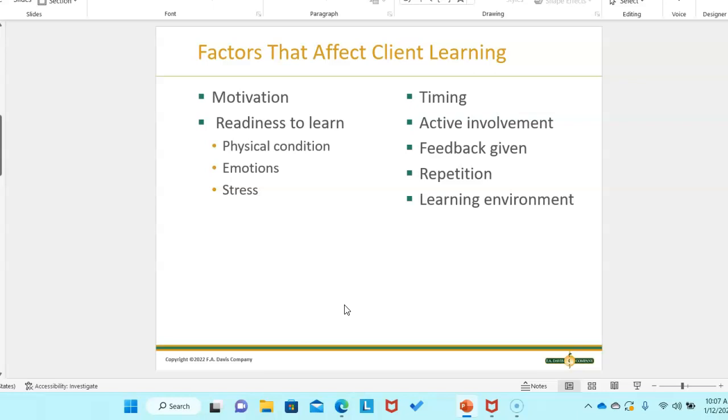The active involvement. It is said the learning is more meaningful when the client is actively engaged in the planning and the learning activities. The feedback given. Positive feedback encourages learners and boosts morale when it comes to tackling difficult content. So we always want to make sure that we give our clients positive and supportive content. The repetition. The client is more likely to retain information and incorporate it into their life if the content is repeated. The learning environment. Is the environment private? Is it quiet? Is it free of noise? Is it comfortable?